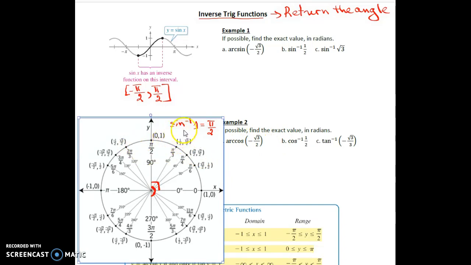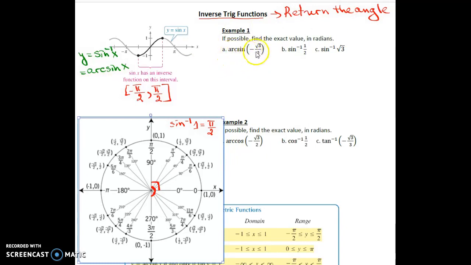So let's look at an example. Another thing to know here, let's go ahead and add that on our notes, is that for the inverse of sine, there are two ways to say that. You can either write sine inverse of x or the arc sine of x. Those two notations mean the same thing. It means the inverse of sine.